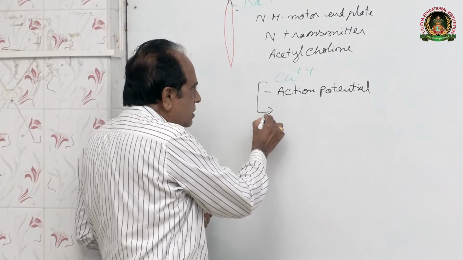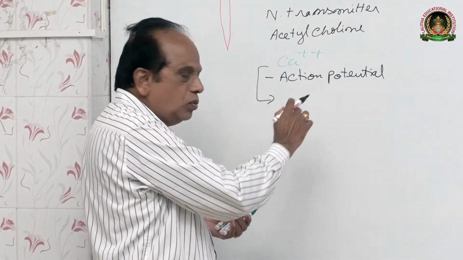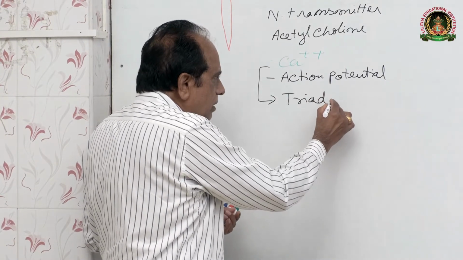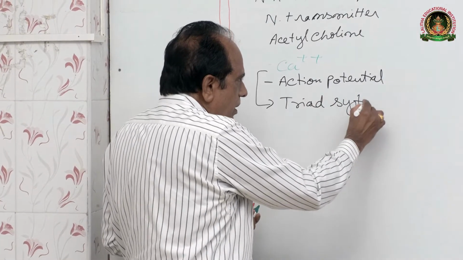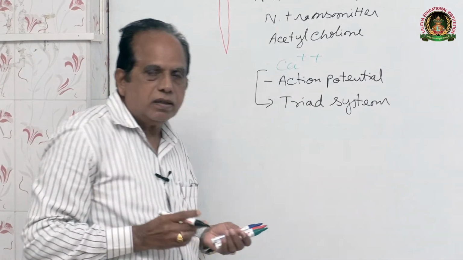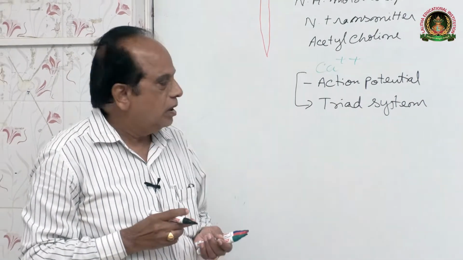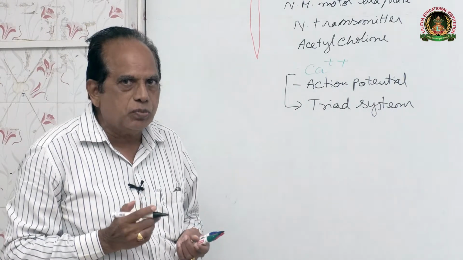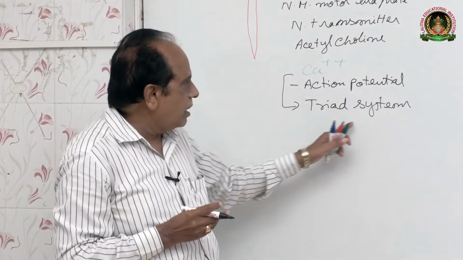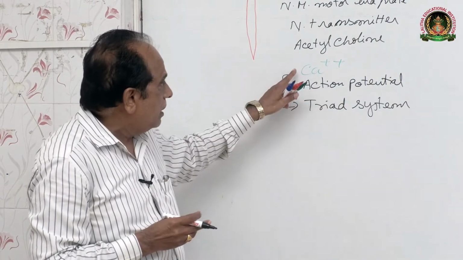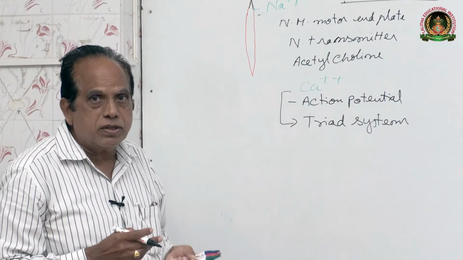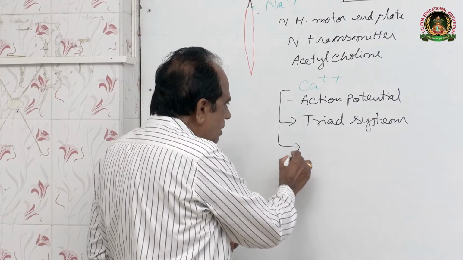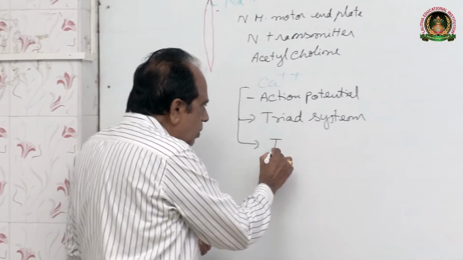These calcium ions pass through the triad system. The triad system is formed by a T tubule and two cisternae present on either side of the T tubule. So, this triad system is responsible for the transportation of the calcium ions. When these calcium ions reach and attach to the troponin.